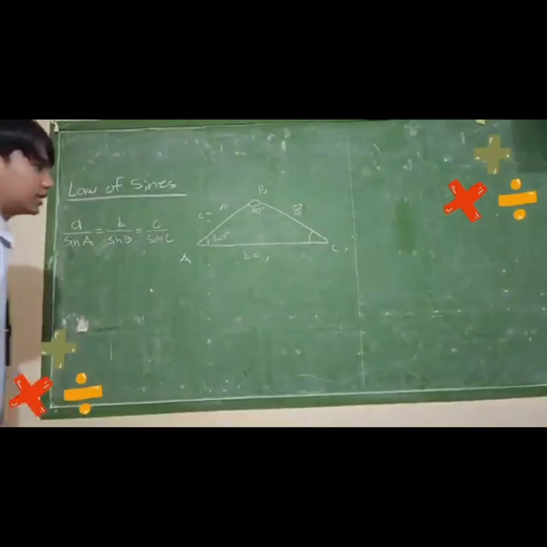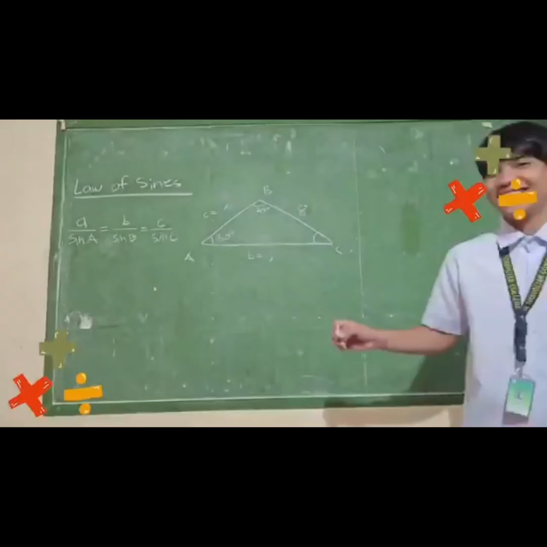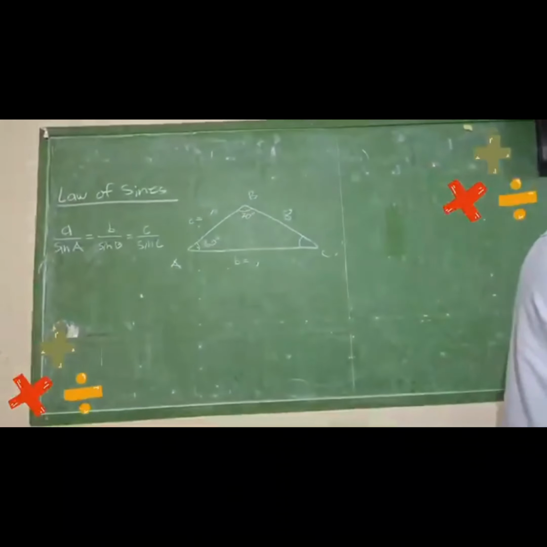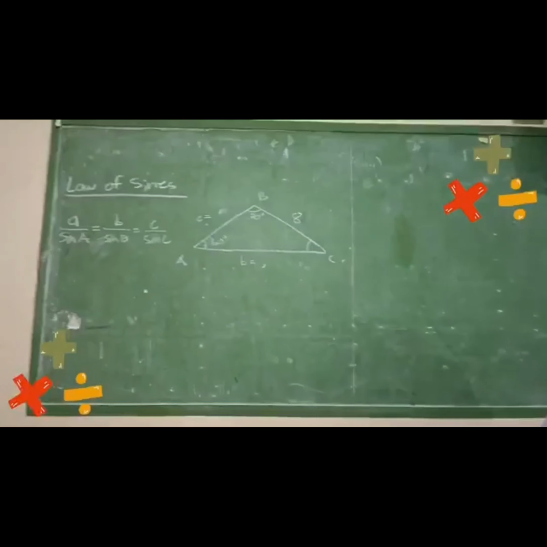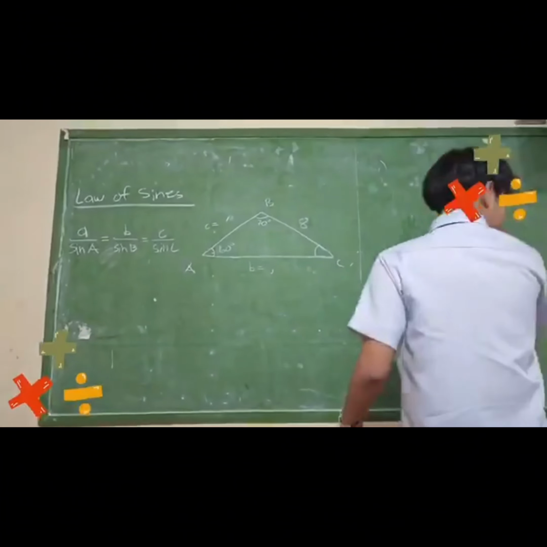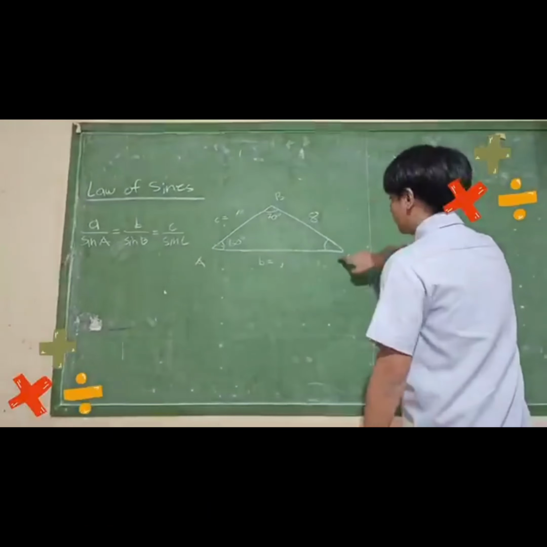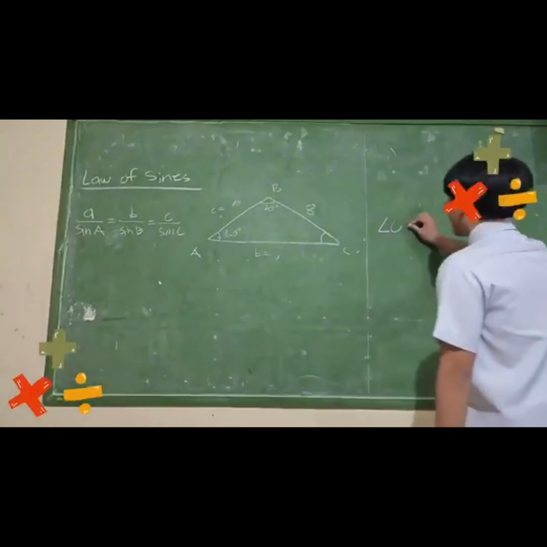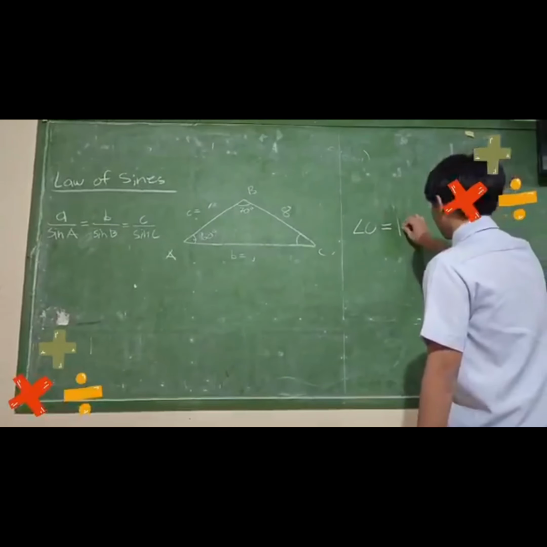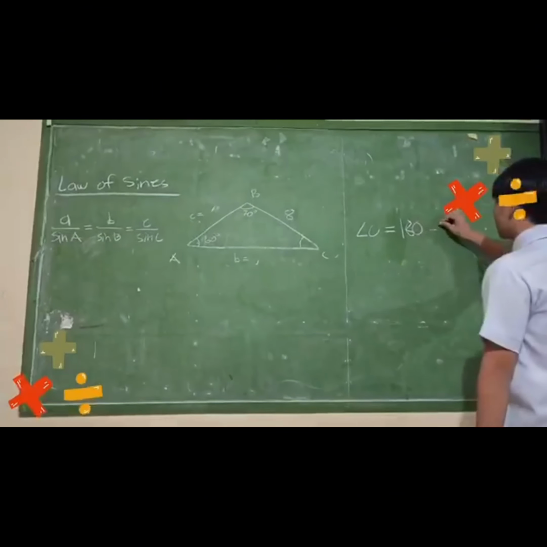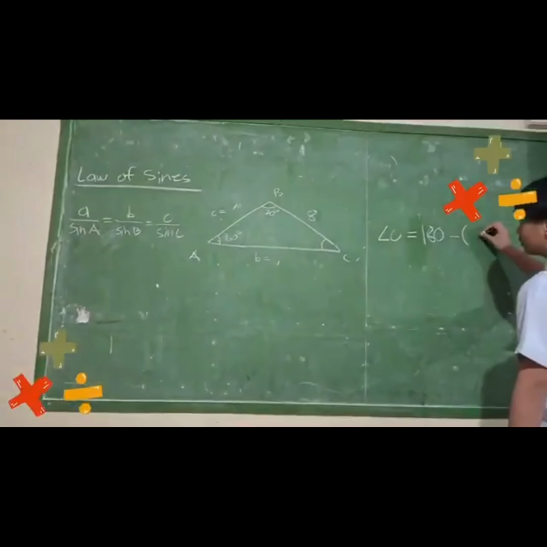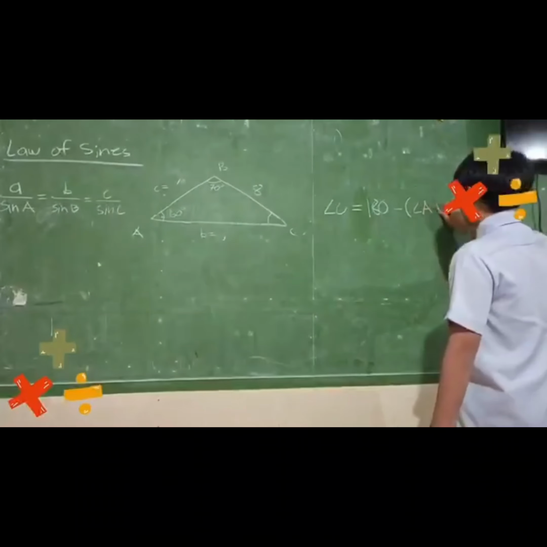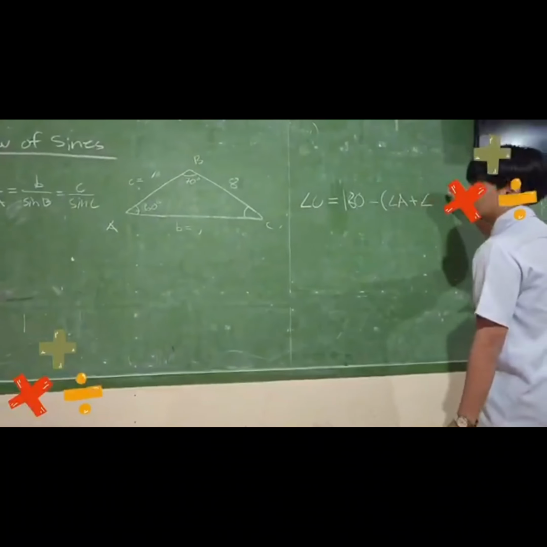So how to do that? It's very simple actually. The formula of it is, here we're going to solve for C, right? So angle C is equal to 180 degrees minus angle A minus angle B.